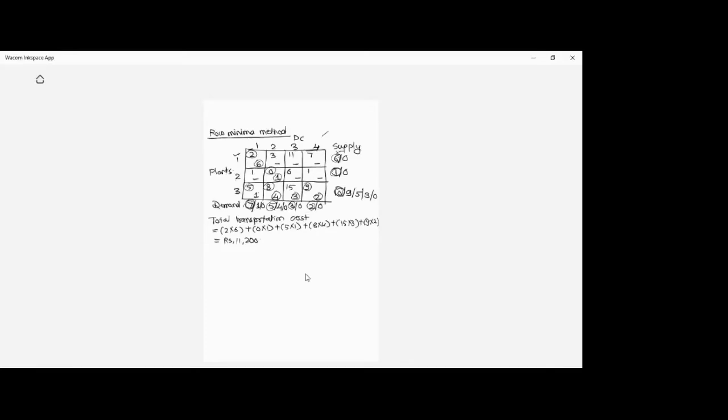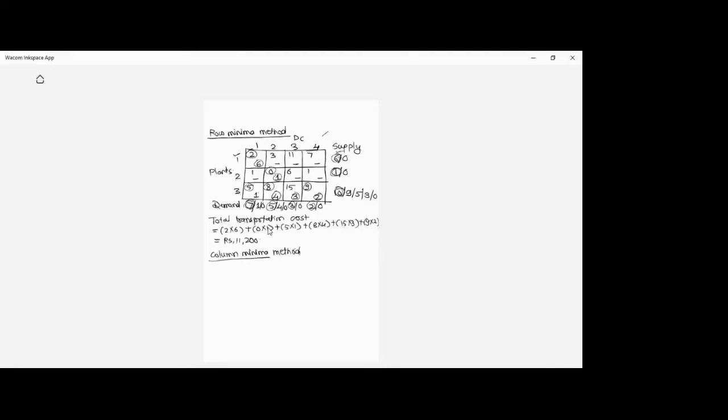minimum method, you'll be seeing that the total transportation cost has reduced by rupees 400, right? Previously it was 11,600, and now here it is 11,200. So the total transportation cost got reduced by rupees 400, right? So the numerical is provided. Let's move ahead and see one more method, that is the column minima method.